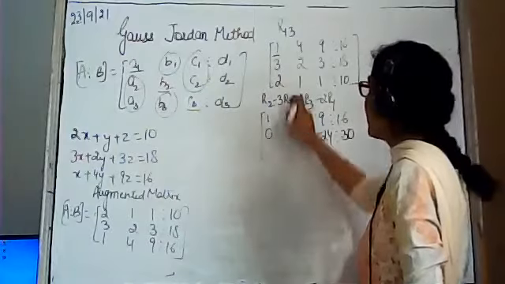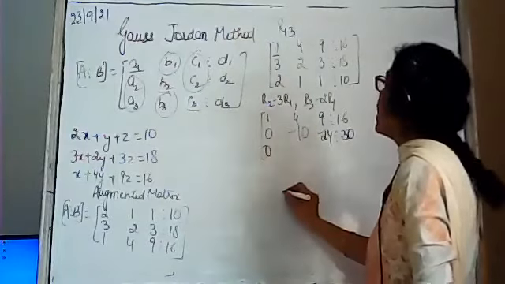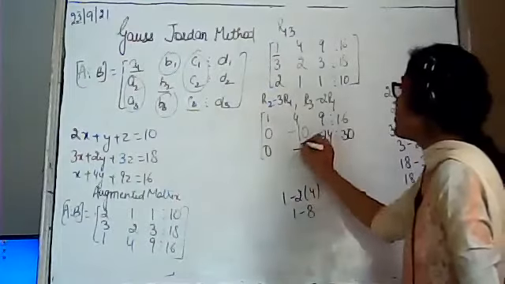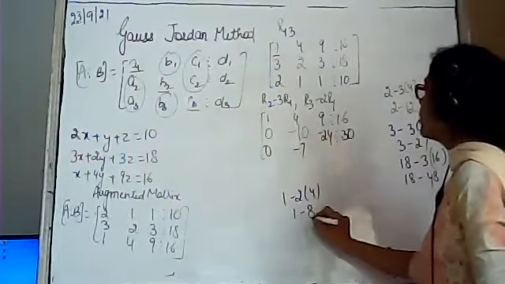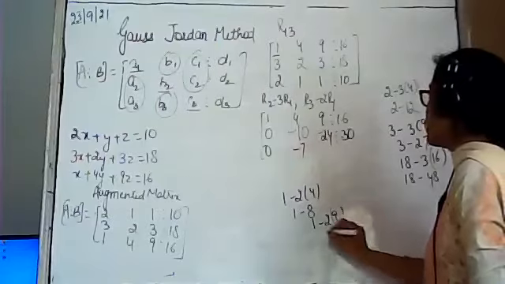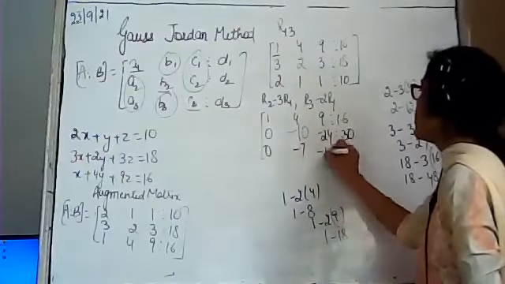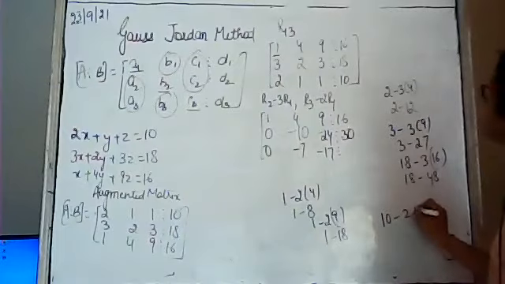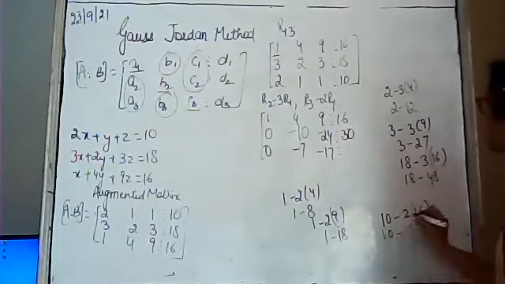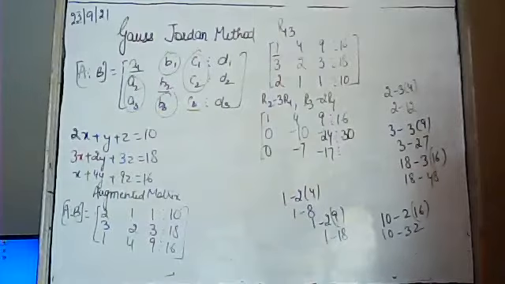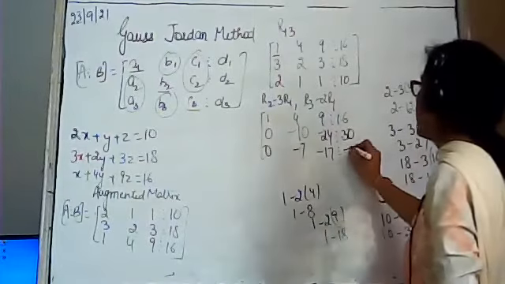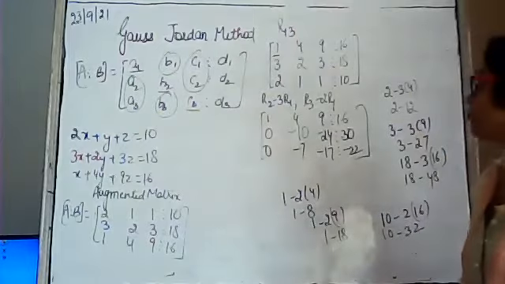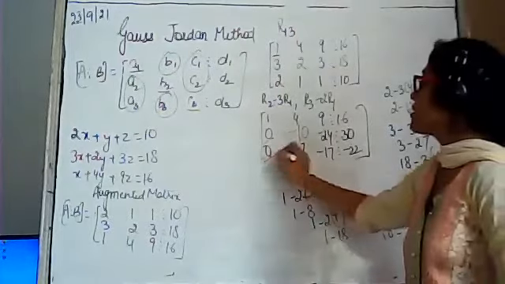R3 is 2 minus 2 times 1. It will be 0. R3 is 1 minus 2 times 4. 1 minus 8. It will be minus 7. Again, R3 is 1 minus 2 times 9. 1 minus 18. It will be minus 17. Similarly, R3 minus 2 times R1, it will be 32 and it will be minus 22. So this is the matrix after the first operation. Now these two elements are 0.